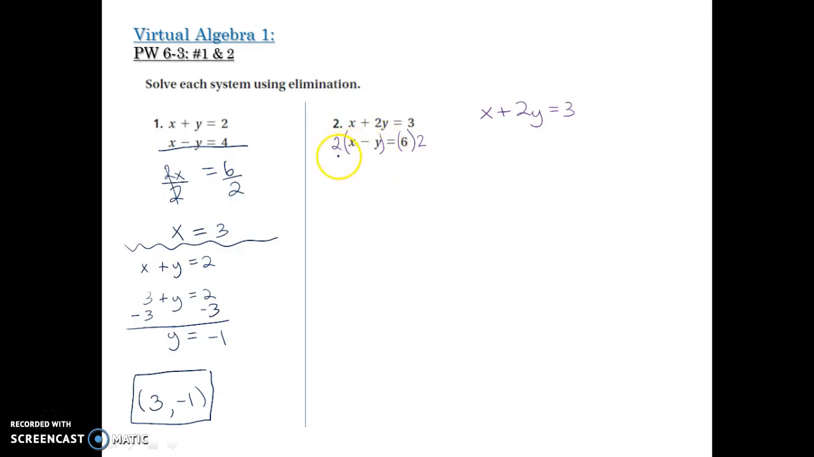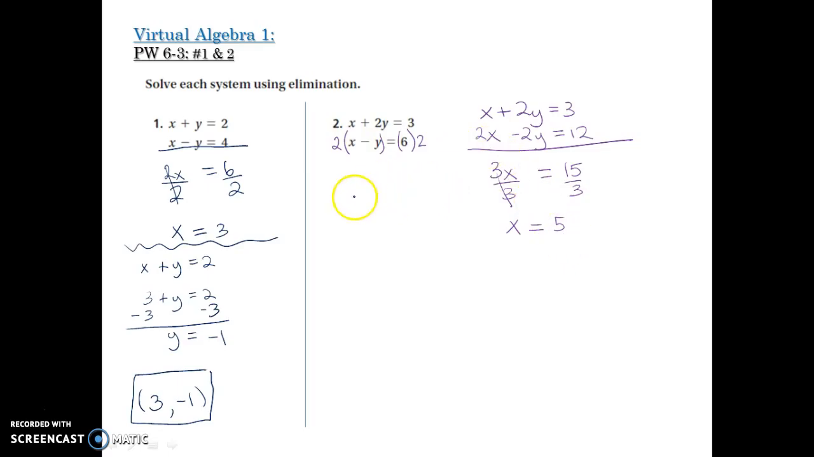So let's do that. 2 times x is 2x. 2 times negative y is negative 2y. And then 6 times 2 is 12. Now when I add straight down, I get x plus 2x is 3x. 2y minus 2y is 0, so that's nothing. And that equals 3 plus 12 is 15. And now I can just divide both sides by 3 to get x equals 5.